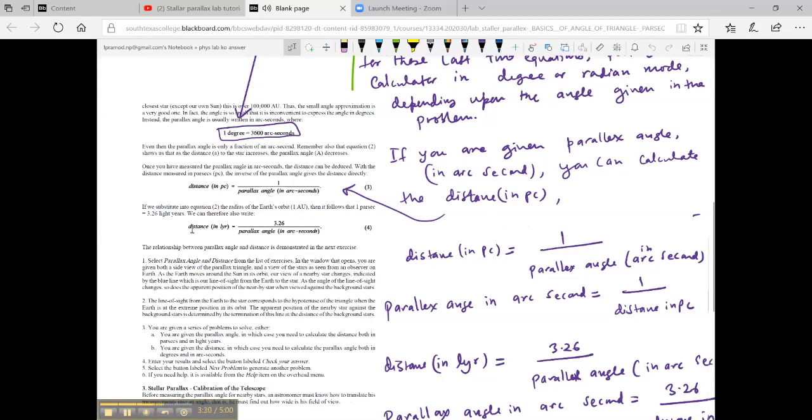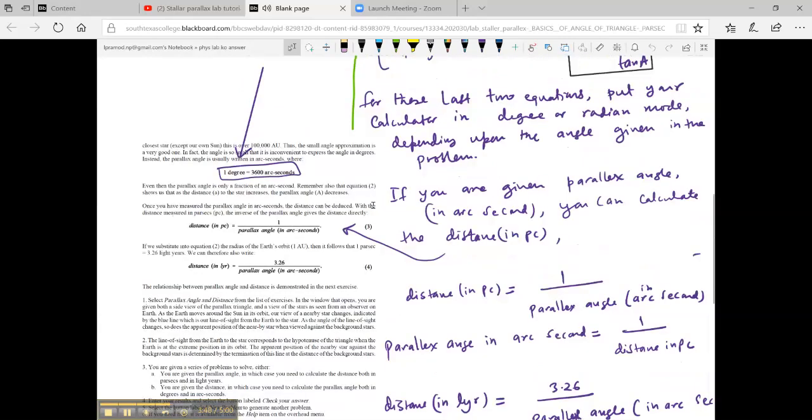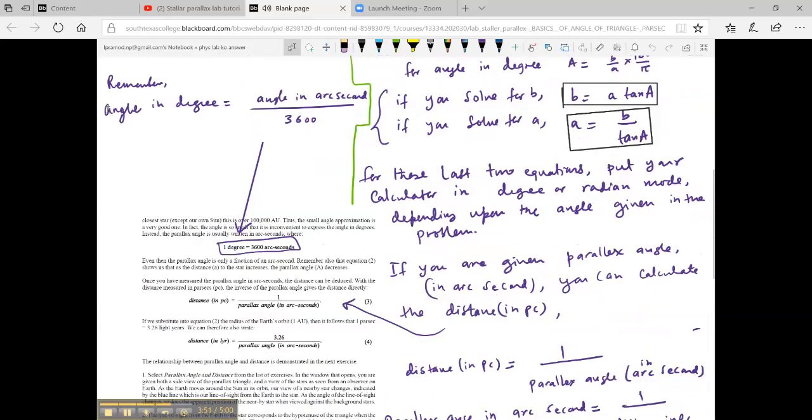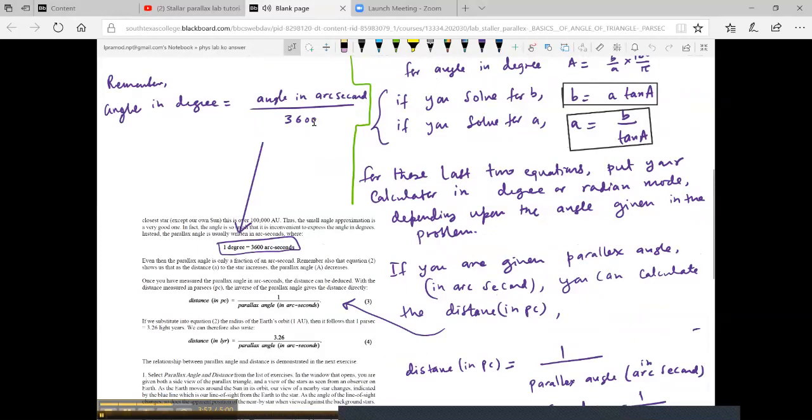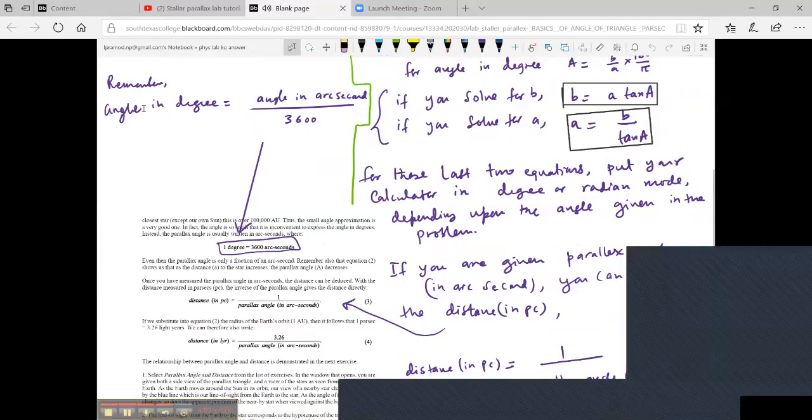If you are required to find the distance in light years, then you use this equation: 3.26 over the parallax angle in arcseconds. Again, if they give you the degrees, just multiply the angle by 3600 to get into arcseconds. I want to remind you: if you want the angle in degrees, then take the angle in arcseconds divided by 3600. But if you want the angle in arcseconds, then take the angle in degrees multiplied by 3600.